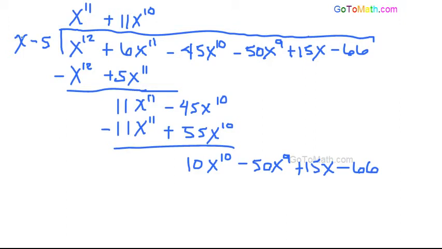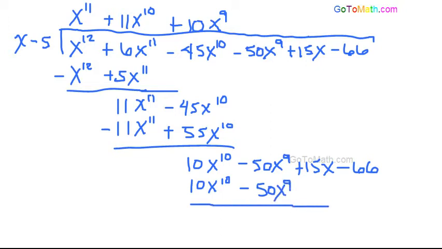Alright, trying to get everything on the screen here. We got x goes into 10x to the 10th. So that's going to be plus 10x to the 9th, right? So that's going to be 10x to the 10th. And then 10x to the 9th, that's going to be minus 50x to the 9th. So we go minus, make that a plus, that'll be 0. We'll go ahead and bring this down.